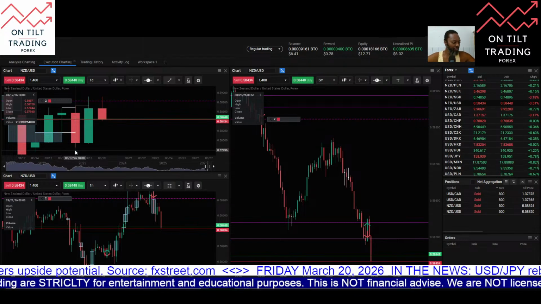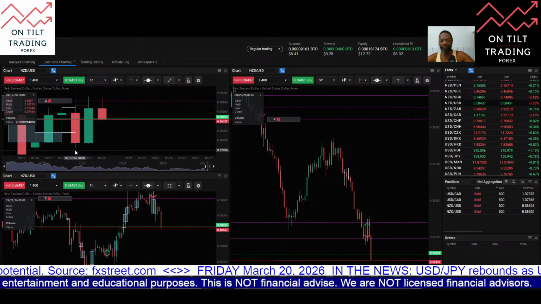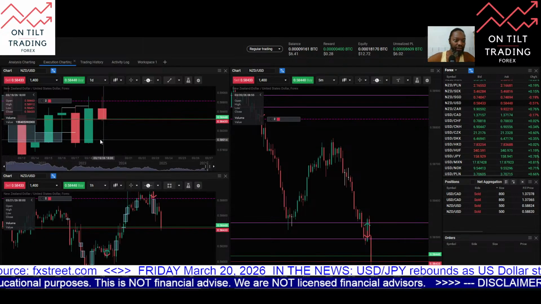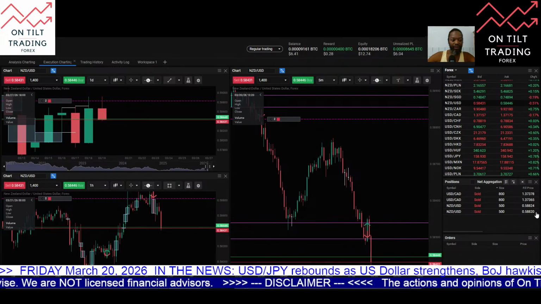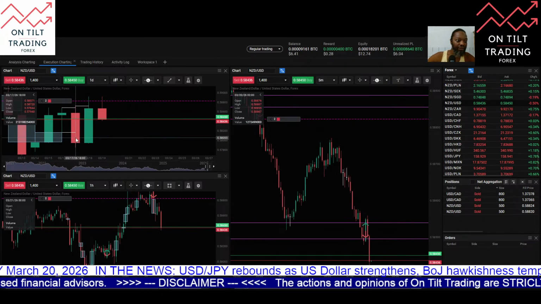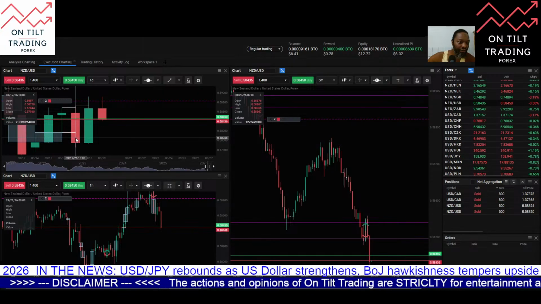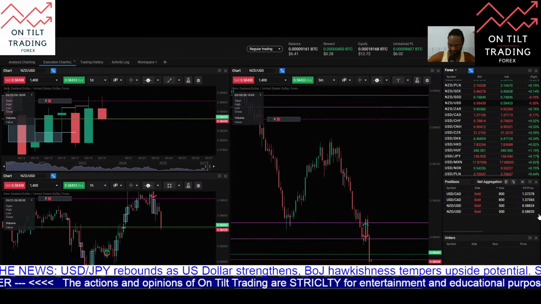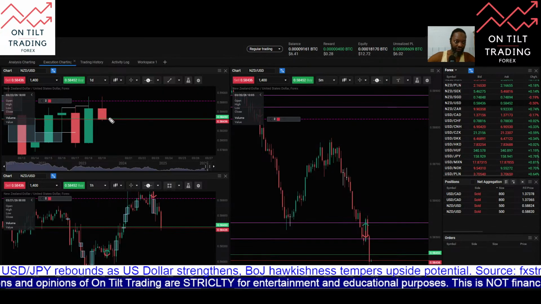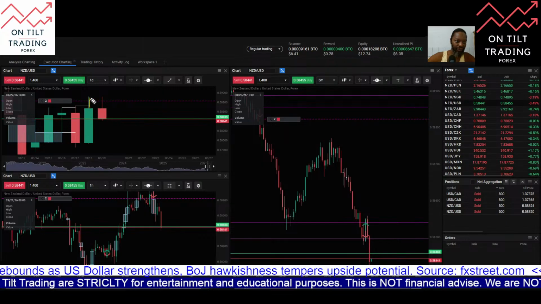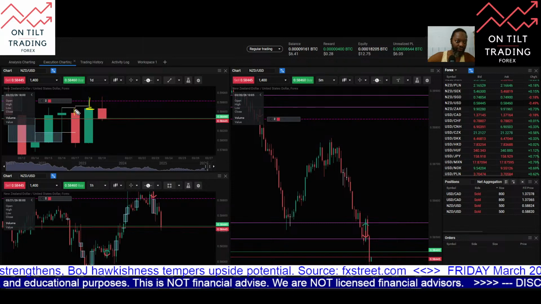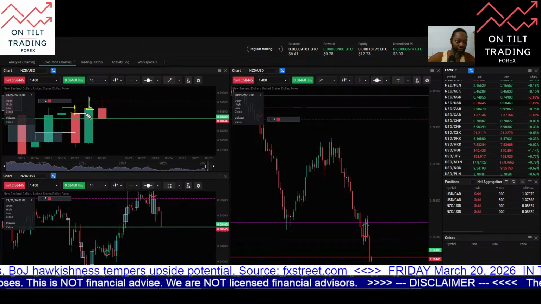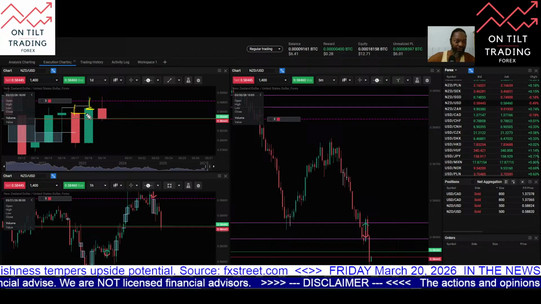And what I may do is adjust one take profit and take it down to this level here, 0.57844. The reason why is because there's a sweep and a close back inside the range here, and there's a sweep and a close back inside the range here.